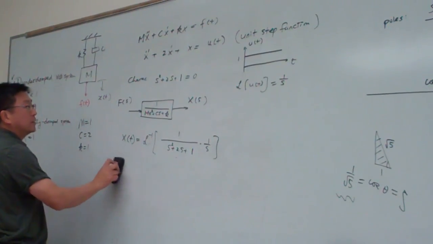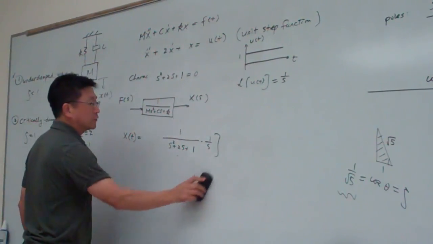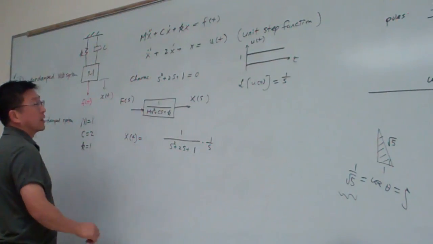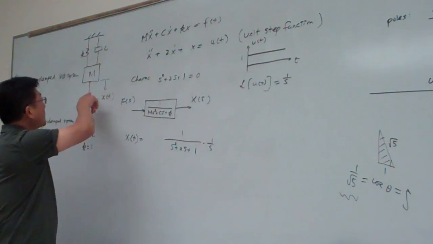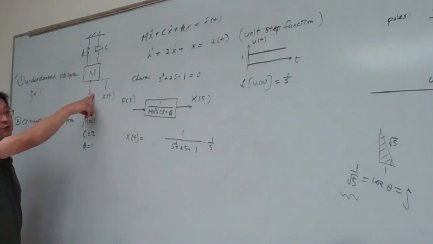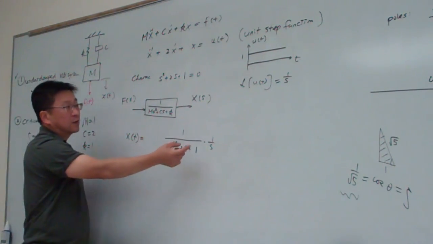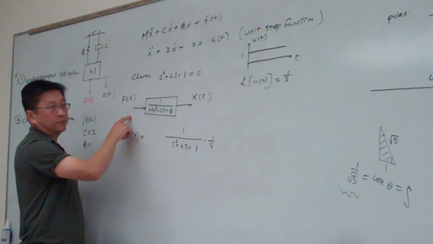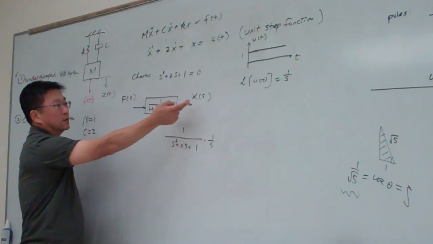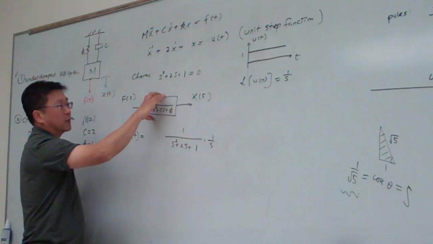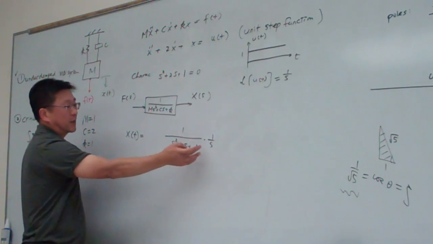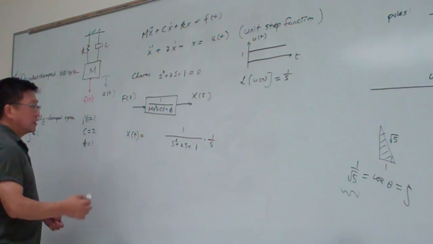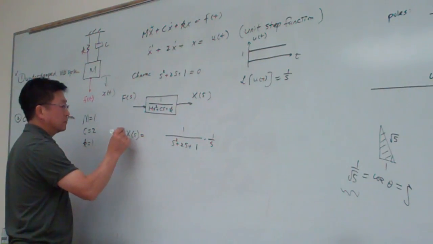Okay, so right now we have the x of s equal to this one. And again, right now we're still taking the unit step input for the illustrations. And so the unit step input Laplace transform is this. So by the block diagrams, the output equals the gain multiplied with input, just like this. And then this is x of s.